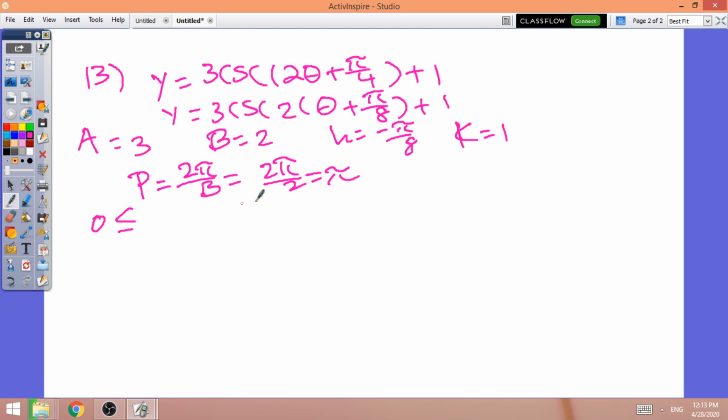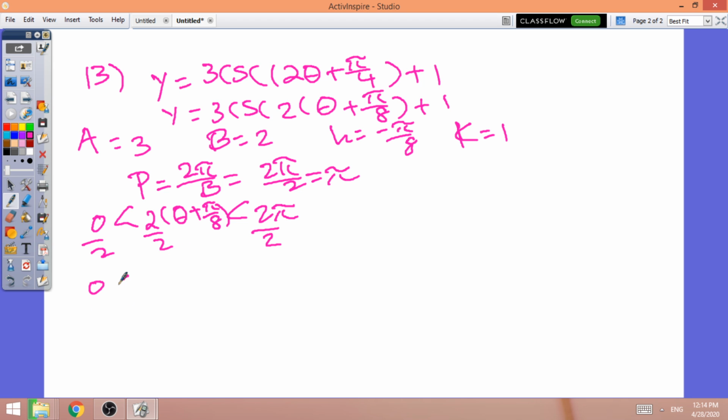So for the parent graph of cosecant, it's going all the way from 0 to 2 pi. And 0 and 2 pi are not included because those are the vertical asymptotes. So basically it's just 0 to 2 pi, anything that's less than. And also the quantity that we set up here, we want to put it right here in the middle. So 2 times the quantity of theta plus pi over 8. So now you want to solve for theta, so divide by 2 first on all 3 sides. So divided by 2, divided by 2, divided by 2.